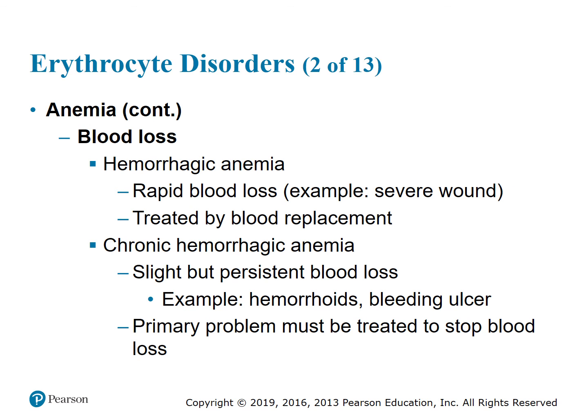Look at anemia due to blood loss. Two examples are hemorrhagic anemia, like a rapid blood loss due to a severe wound, and this of course is treated by blood replacement, or chronic hemorrhagic anemia. This is slight but persistent blood loss due to hemorrhoids or bleeding ulcers. The primary problem must be treated to stop the blood loss.